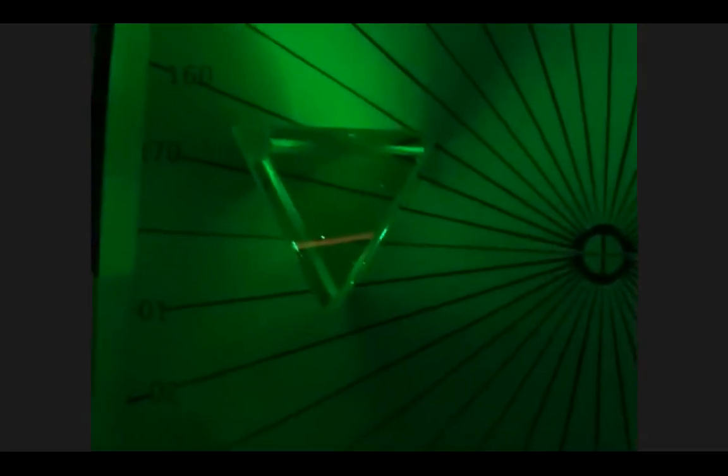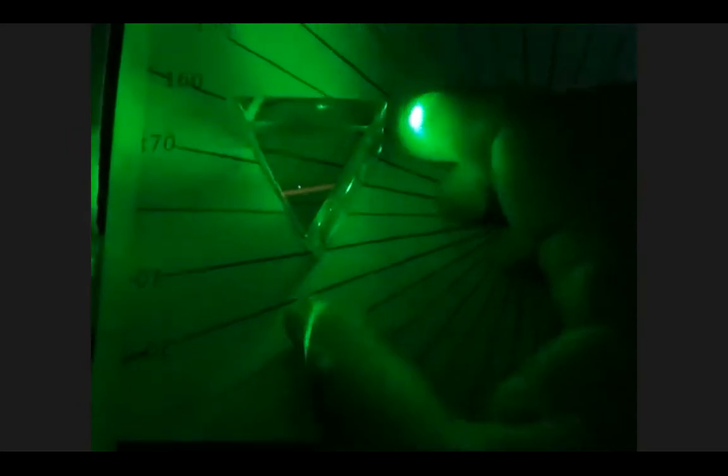Let me just try to show the... You can see the red. Although it's a green laser, you can see this red. This is essentially scattering, so don't worry about the color. So this is the light. This is when it kind of transmits, but when it starts, there is total internal reflection.